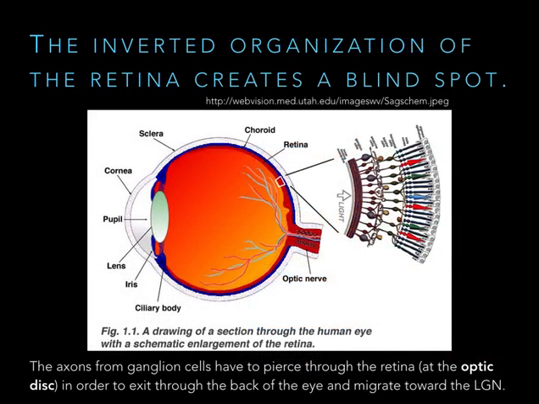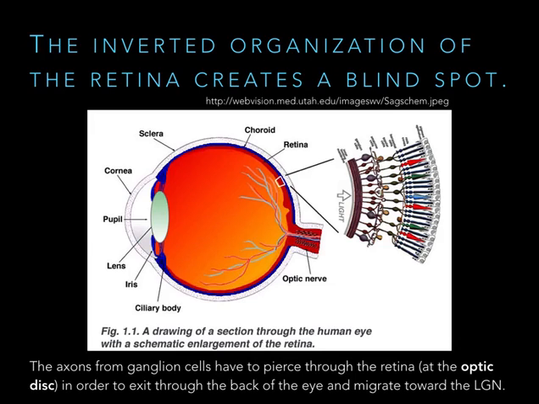Now the inverted organization of our retina is odd, and it does indeed pose a small problem. It creates a blind spot. So the photoreceptors, that outer nuclear layer, that's at the very back of the retina. The retinal ganglion cells, which actually create the optic nerve, are at the front of the retina. So their axons have to pierce through the retina at some point in order to project back to our brain.